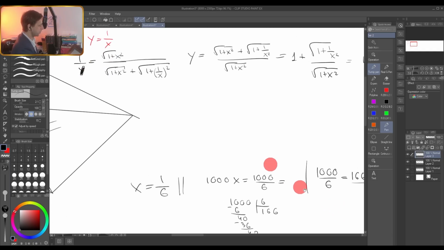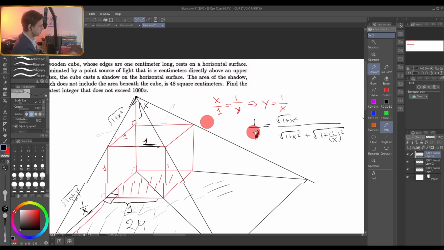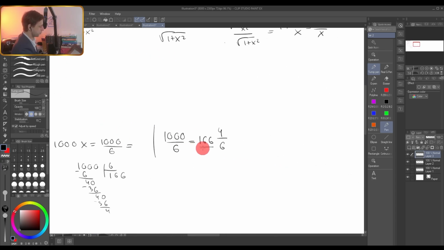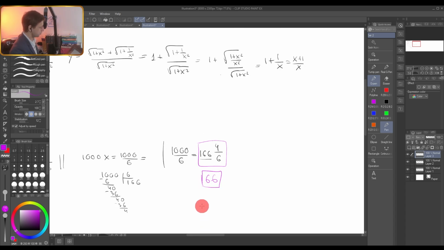And you need to find the greatest integer that doesn't exceed 1000x. What is the greatest integer that doesn't exceed this number? Obviously, it's 166. 166 is our answer for this problem, and it is a correct answer. So let's go to the next problem.